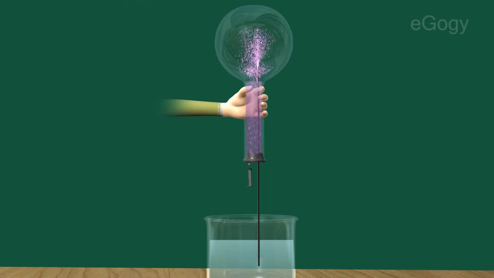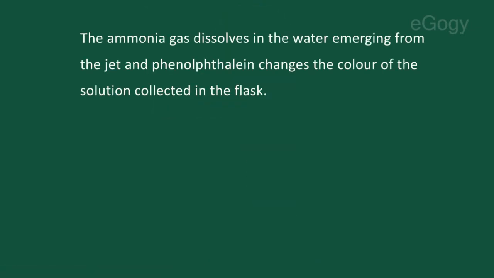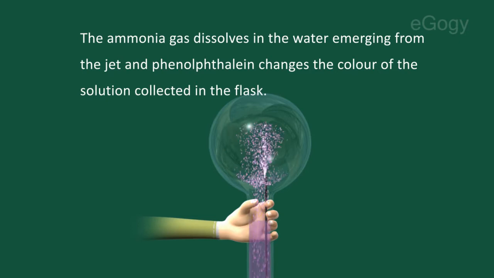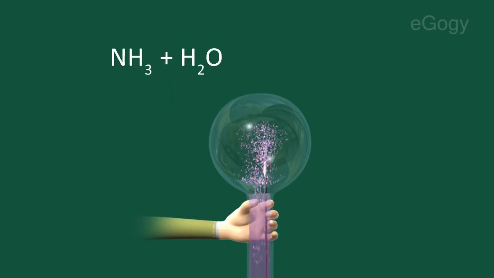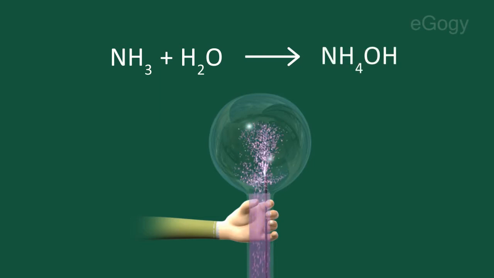As the gas dissolves, a partial vacuum forms inside the flask. The external air pressure will force water up the tube and through the jet, forming a fountain. The ammonia gas dissolves in the water emerging from the jet, and phenolphthalein changes the color of the solution collected in the flask. NH3 on reaction with H2O gives NH4OH.